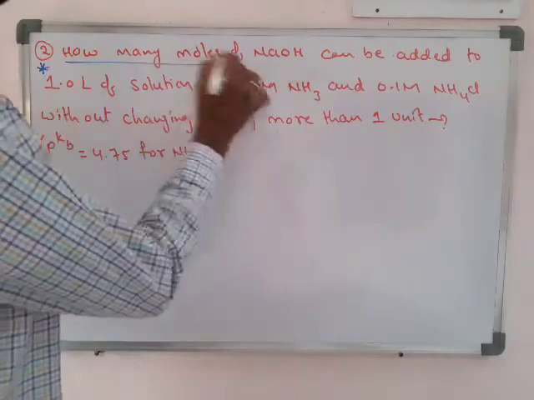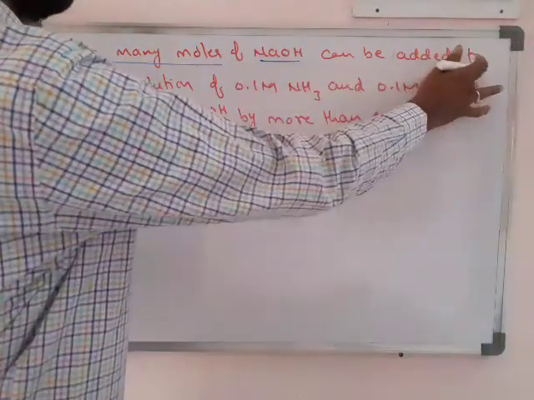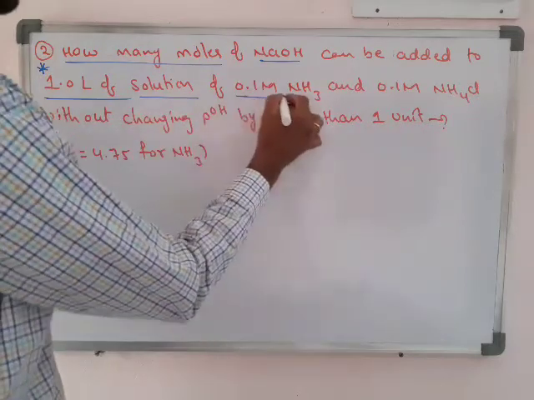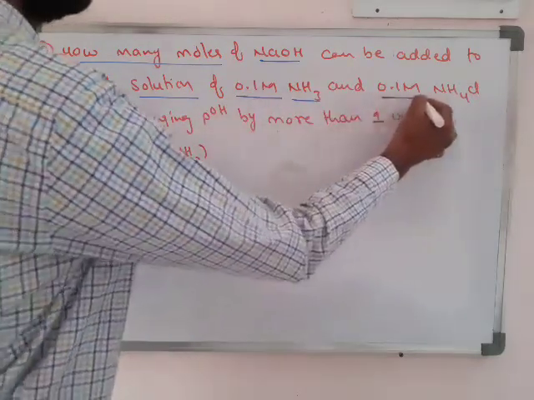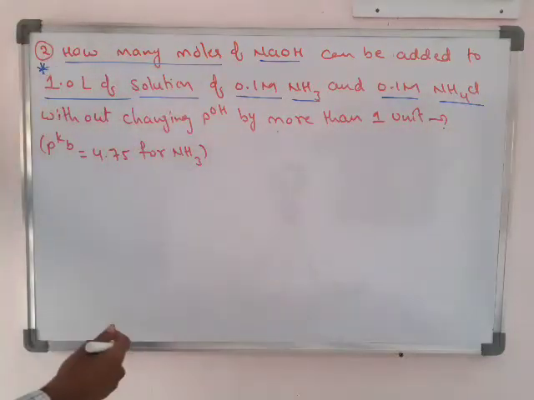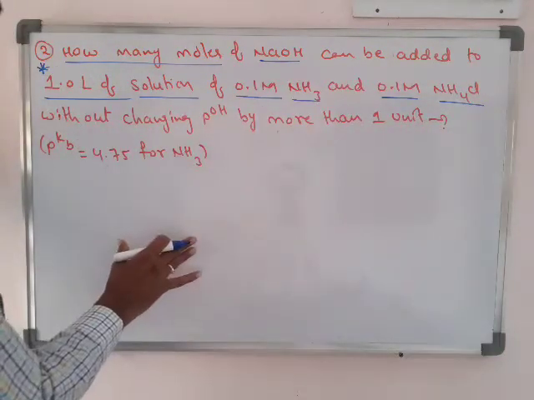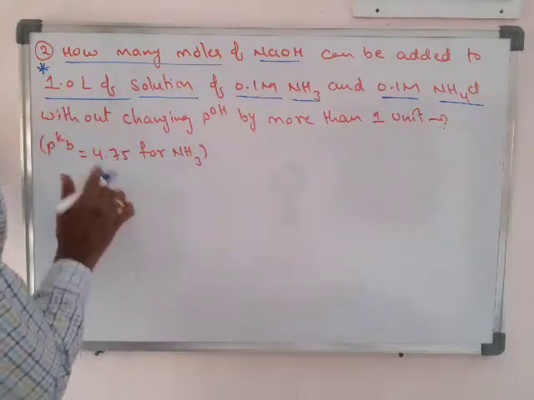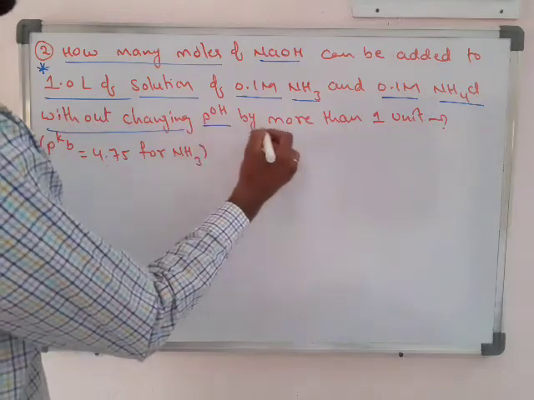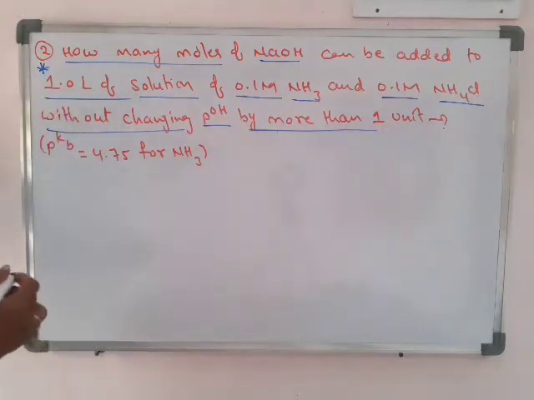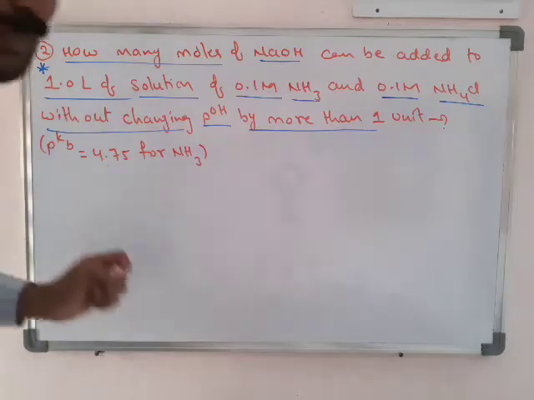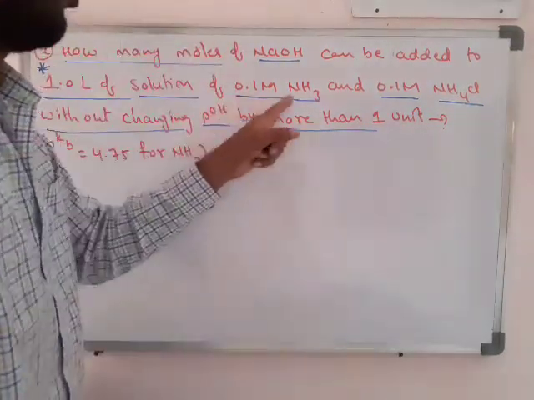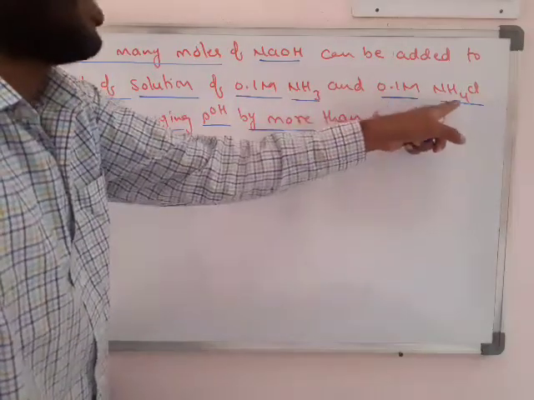How many moles of NaOH can be added to 1 liter of the solution of 0.1 M ammonia and 0.1 M NH4Cl? The total mixed solution is 1 liter. No separate volume is given. The total solution is 1 liter. So without changing the pOH by more than 1 unit, we can observe this 1 liter solution is nothing but a mixture of 0.1 M ammonia and 0.1 M NH4Cl.